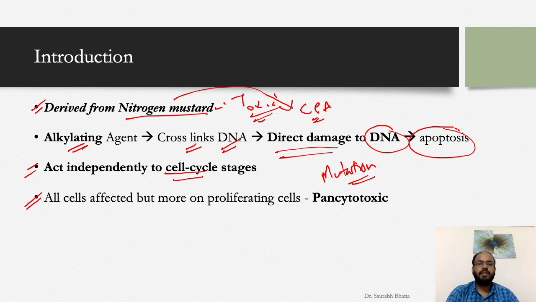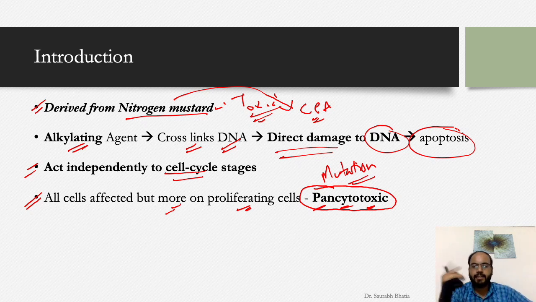All cells are affected, but the effect is more pronounced in proliferating cells. That is why cyclophosphamide is known as pan-cytotoxic. Pan means every, cyto is cell, and toxic. It is toxic to every cell. Because all the cells in our body have DNA, and if the DNA gets damaged, it leads to the death of the cell. All cells are affected because of cyclophosphamide.